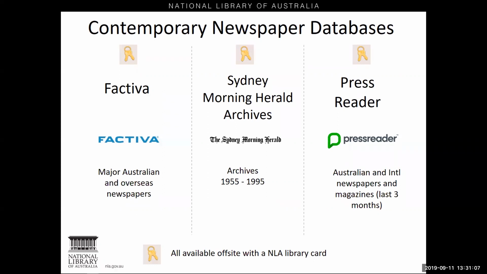Factiva is a major newspaper database that you may have used before and has holdings from the late 1980s to today. You can search articles from a huge number of Australian newspapers using full text searching, as well as overseas newspapers.